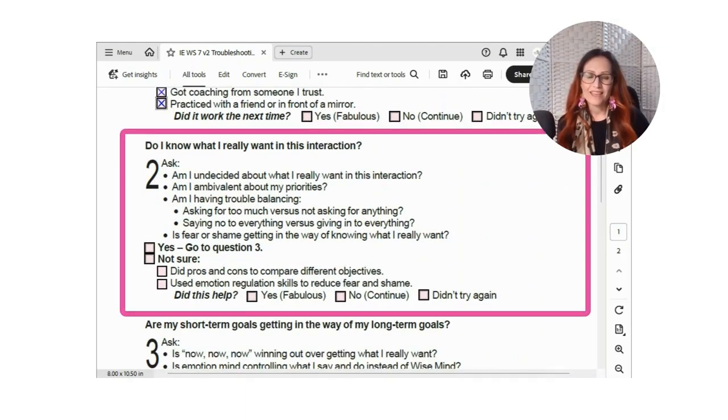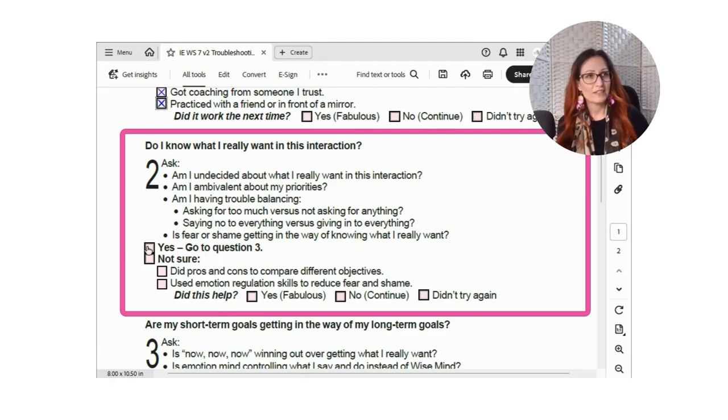Question 2. It's pretty common to feel confused about whether your priority is getting what you want, maintaining the relationship, or maintaining your self-respect. Ask yourself if you're undecided about what you really want. Maybe you're ambivalent about your priorities. Maybe you're having trouble balancing asking for too much versus not asking for anything. Or maybe you're having trouble balancing saying no to everything versus giving in to everything. And ask yourself if fear or shame might be getting in the way of knowing what you really want. It's common to be fearful of rejection and to feel shame when asking for what you want.